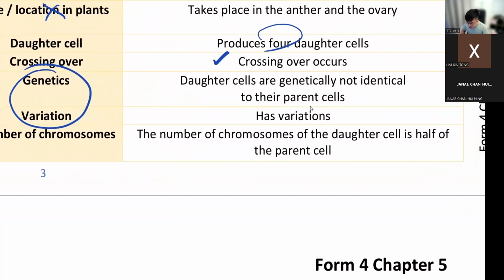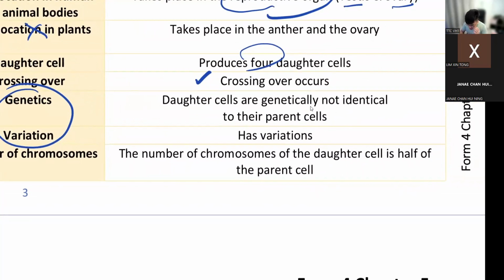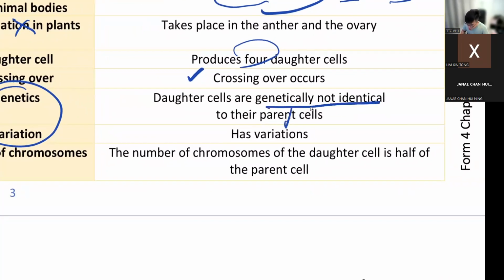But for meiosis, they are genetically not identical. They are not the same. That's why they have variation. Every sperm is different. Every ovum is different. Every human is different.